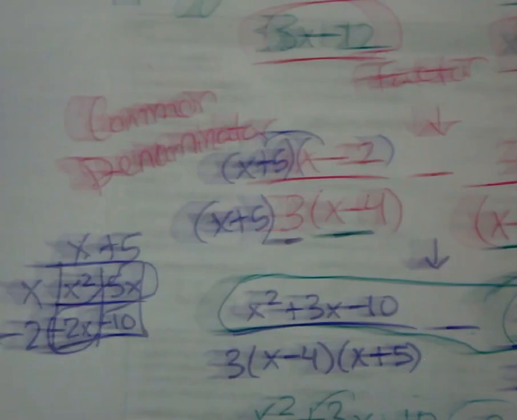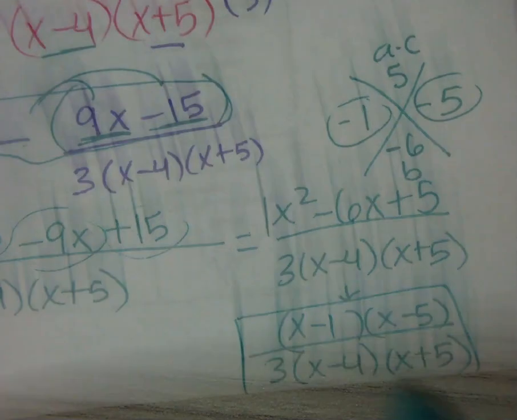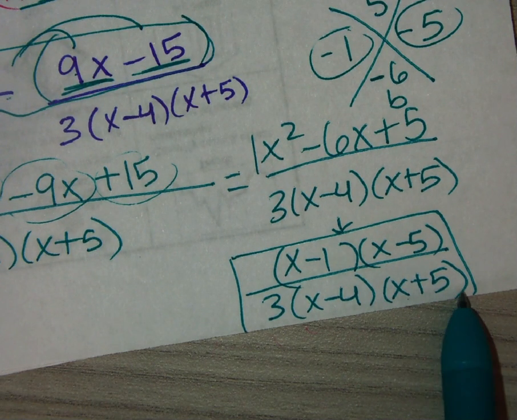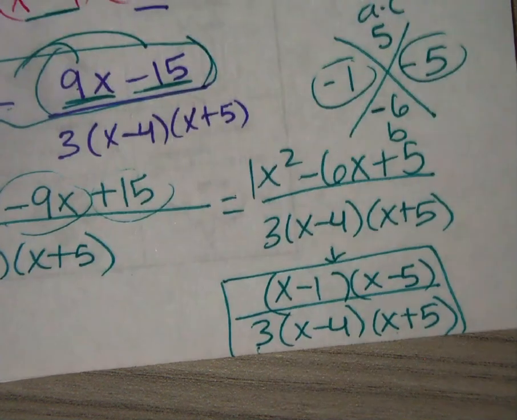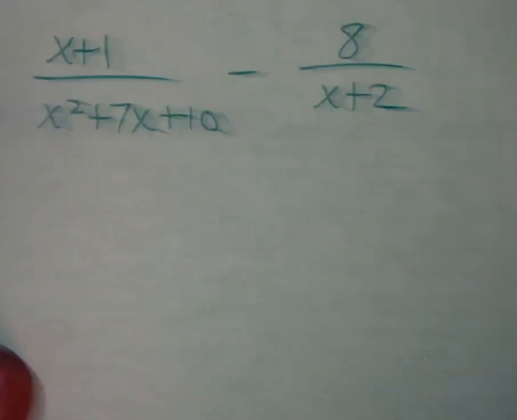So again, you just multiply the binomials of x minus 4 and x plus 5, and you'll get a trinomial that you multiply times 3. So because of time, I'm just going to move on to the last problem.